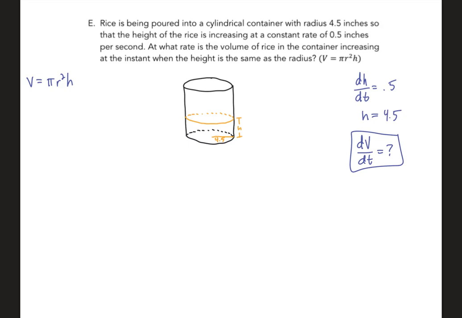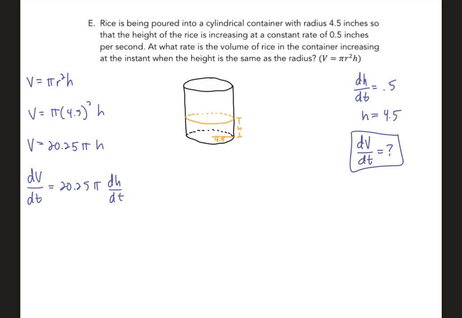Okay, so let's plug in that r is 4.5. Then I'll simplify that in a calculator. 4.5 squared is 20.25, and then that's times h. So this will be a nice simple one. Now take the derivative of both sides. The derivative of h is dh/dt. Didn't even have a chain rule in this case.